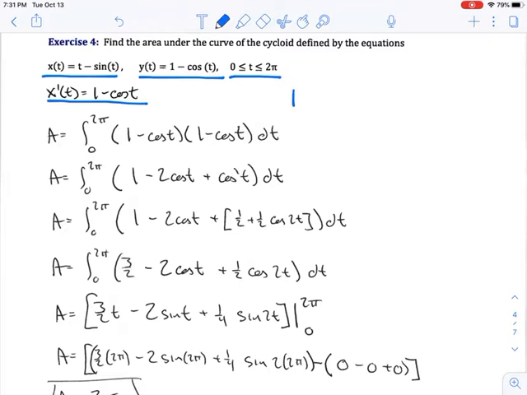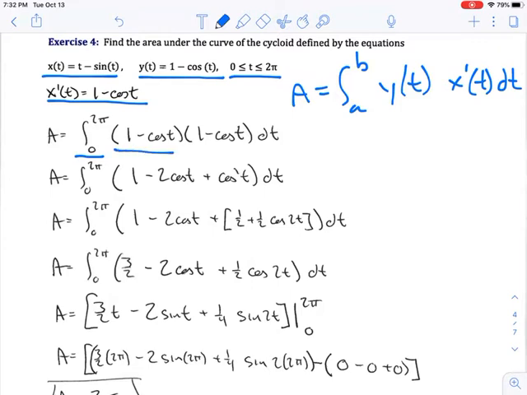Again, area is going to be equal to the integral from a to b of y of t times x prime of t dt. So, area is equal to the integral from 0 to 2 pi. And here is my y of t. Here is my x prime of t dt.